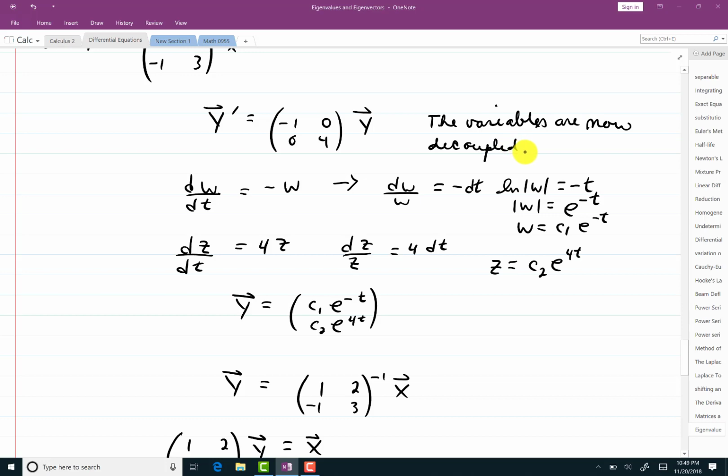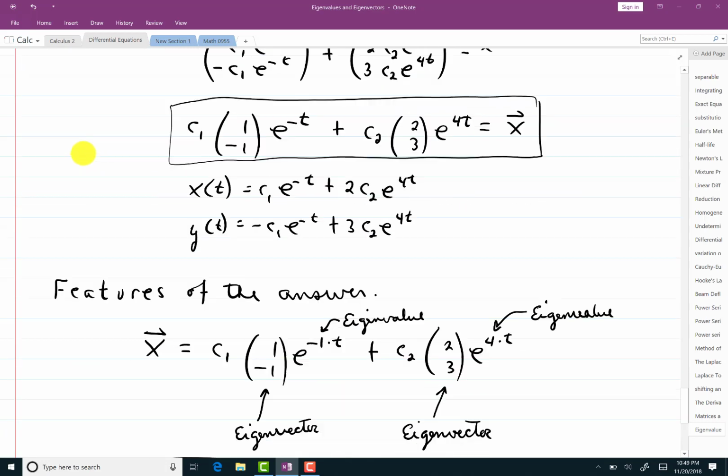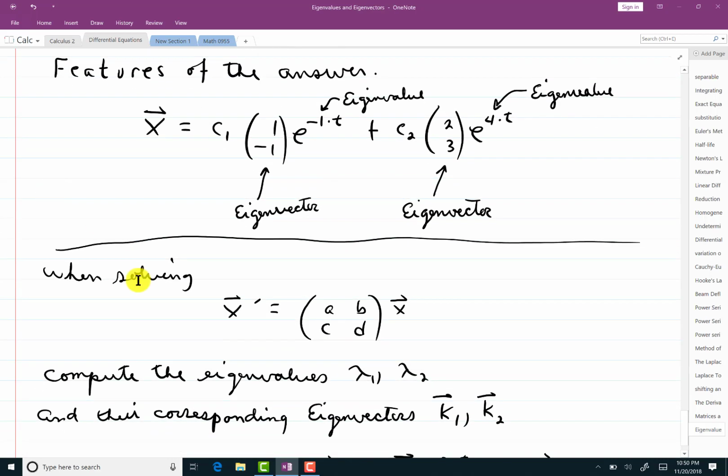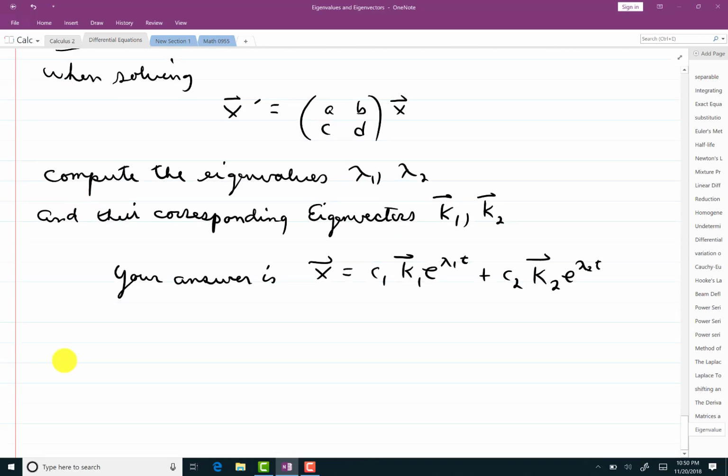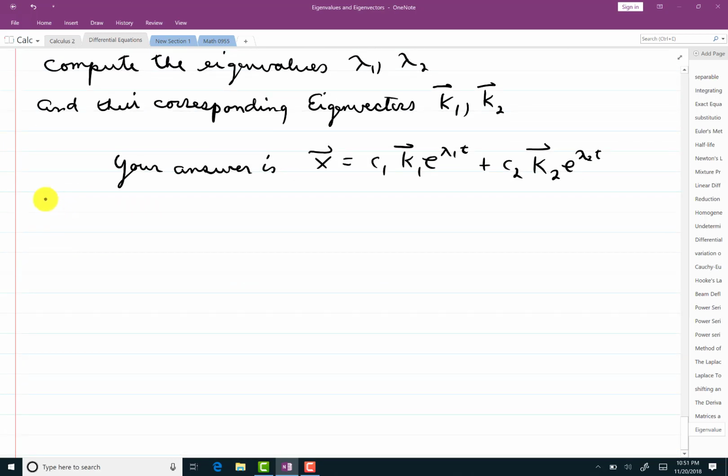I thought it would be important for you to see why this works, because most textbooks just explain how you go about getting the answer and not why it actually works. So I wanted to make that clear. All right, let me do an example. Example 1.